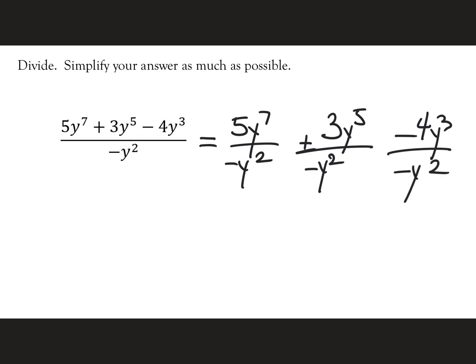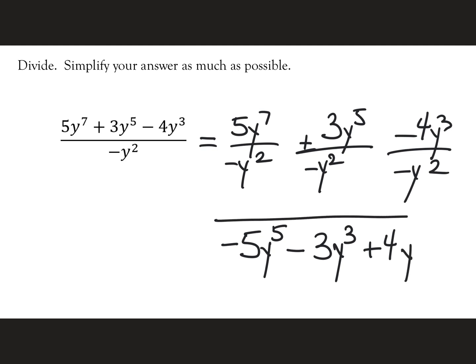All right, here we go. 5 divided by -1, just going to be a -5. And then 7 minus 2 is 5. All right, 3 divided by a -1 is a -3. 5 minus 2 is a 3 for my exponent. And then -4 divided by -1 is a +4. And then 3 minus 2 is just a 1. And there you go.